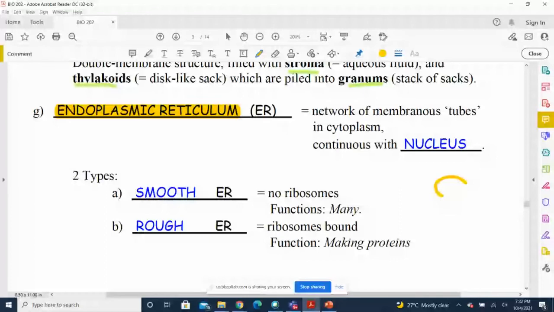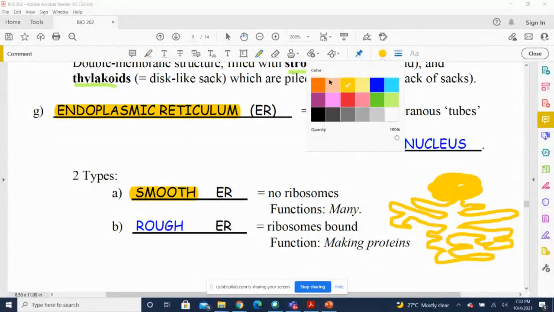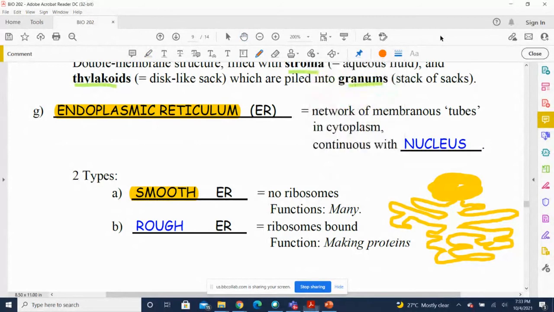And you remember that there were two types of endoplasmic reticulum. If there were no ribosomes attached to it, so it's smooth, we call it smooth ER. So there are no ribosomes there.